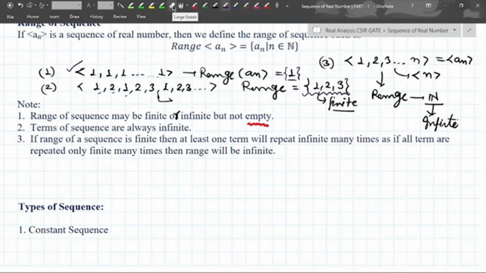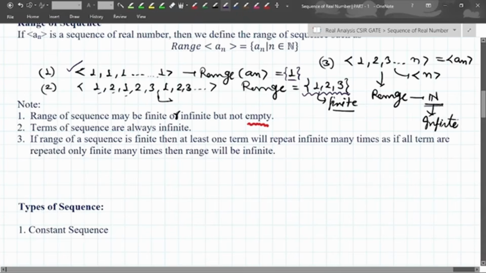If the range of a sequence is infinite, then terms repeat only finitely many times. For example, here it is infinite. Then 1 occurs only one time, 2 occurs only one time, 3 occurs only one time. It means that terms are occurring only finitely many times. But in this other case, the terms are repeating infinitely many times. This is the important case here.